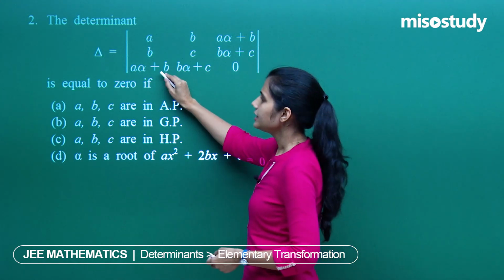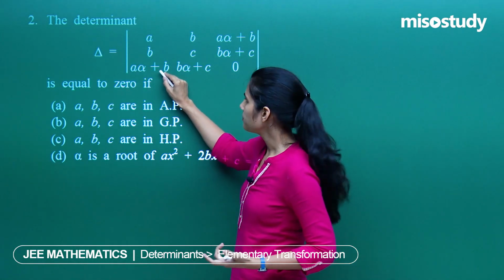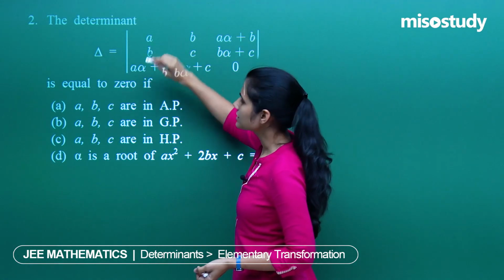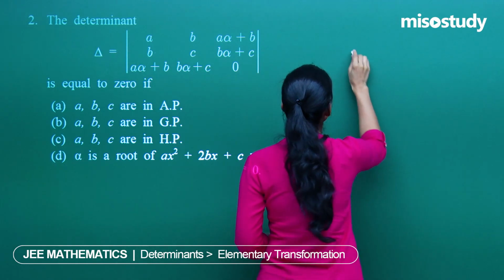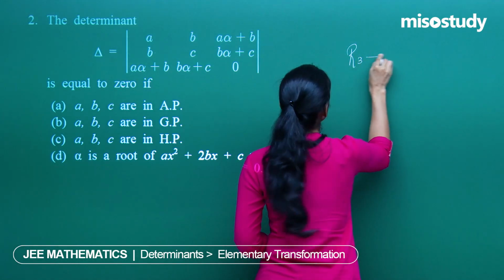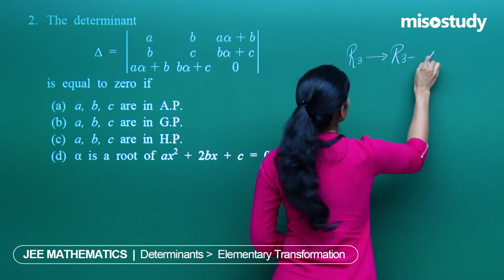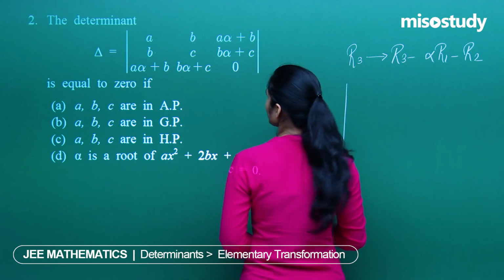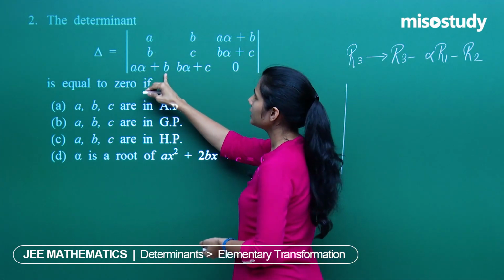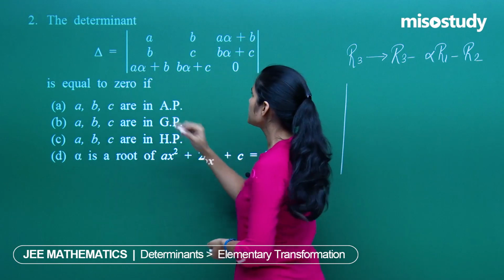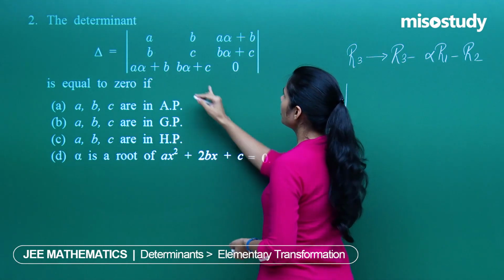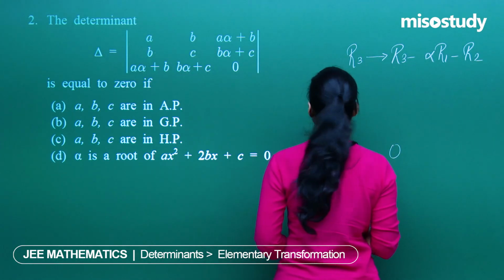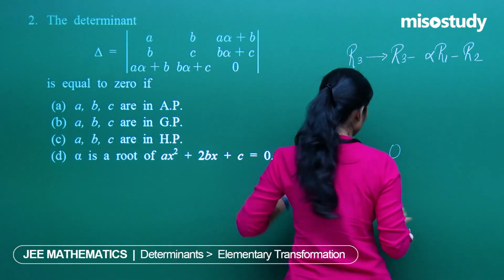So over here, you can very easily find out what all the operations can I apply. You can see third row is basically alpha times the first row plus the second row. So what I'll do is I'll say that row 3 goes to row 3 minus alpha times row 1 minus row 2. So when you apply this operation, you basically get what? A alpha plus B minus A alpha minus B. This gives you 0. Then you have B alpha plus C minus B alpha minus C, which again gives you 0.